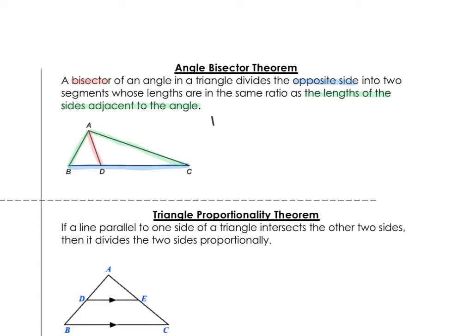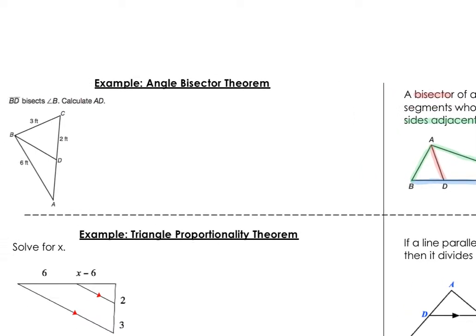It basically means that if AD bisects angle A, then the ratio of these sides, so BD over DC, is going to be equal to the ratio of the sides adjacent, so AB over AC. So it's basically BD over DC equals AB over AC. Okay, so applying this theorem, let's look at an example.